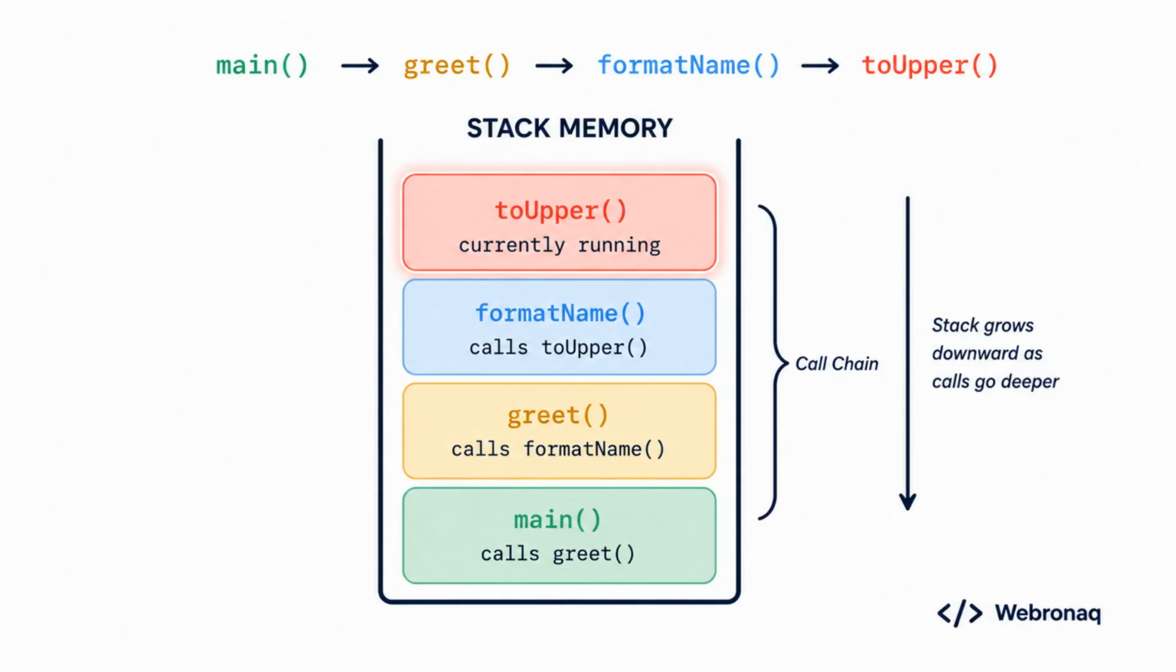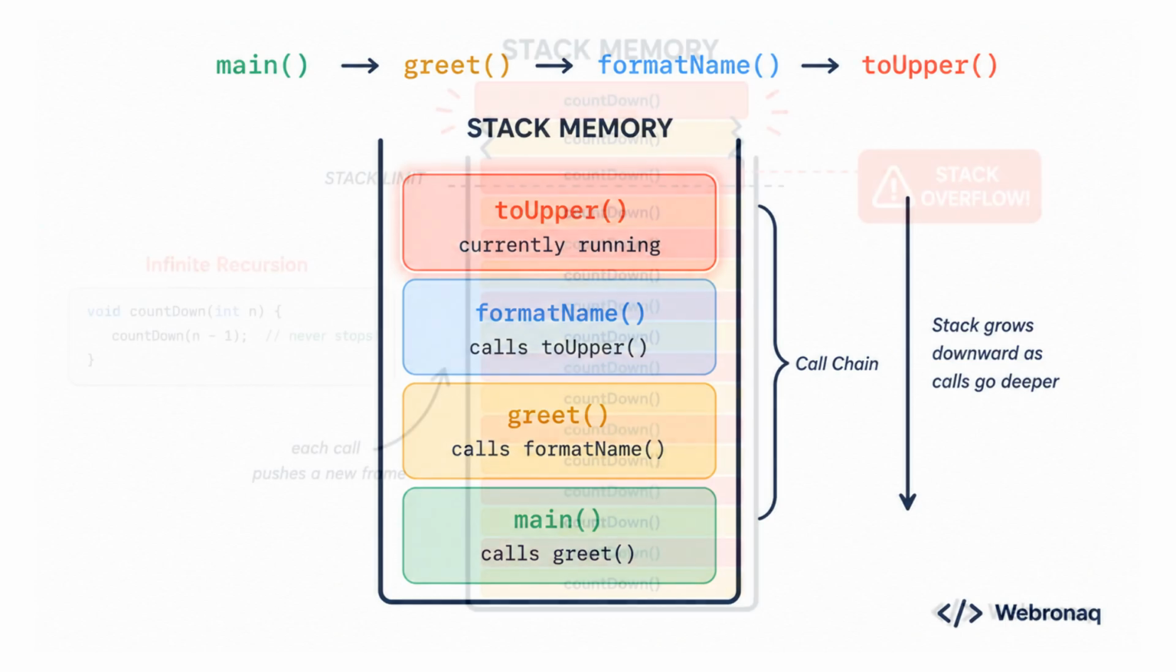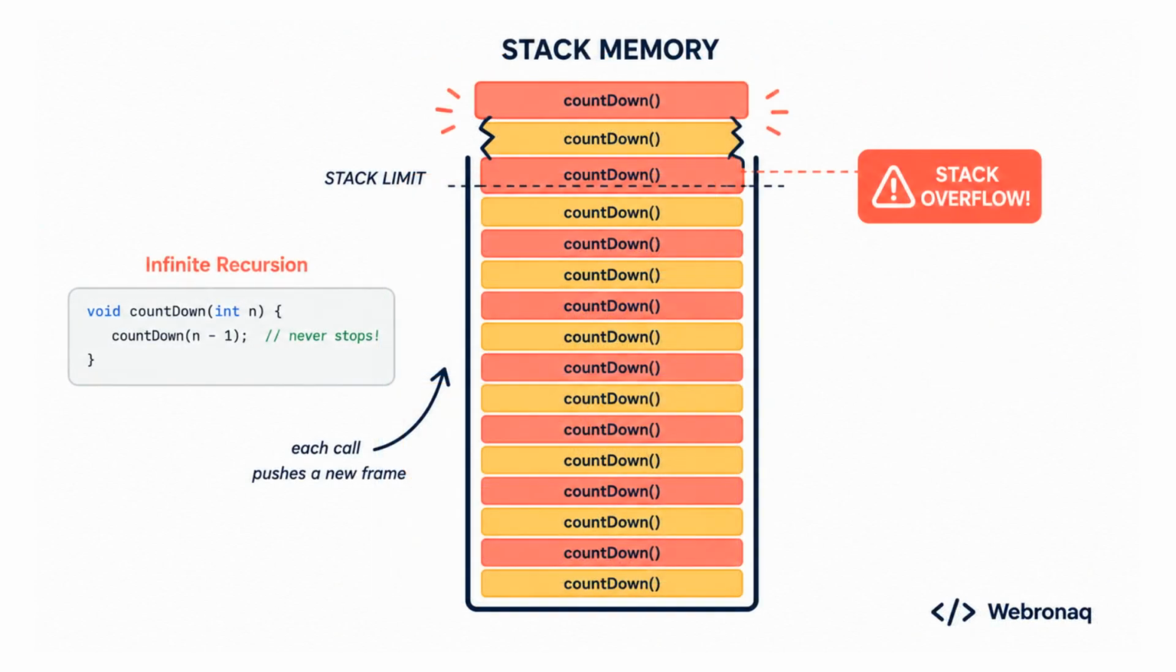But this raises a question. If every function call adds a new frame, what happens if the stack just keeps growing and never stops? Great question. The stack isn't infinite. Your operating system gives each program a fixed chunk of memory for its stack, usually around 1 or 2 megabytes. That's plenty for normal use, but it absolutely has a ceiling.